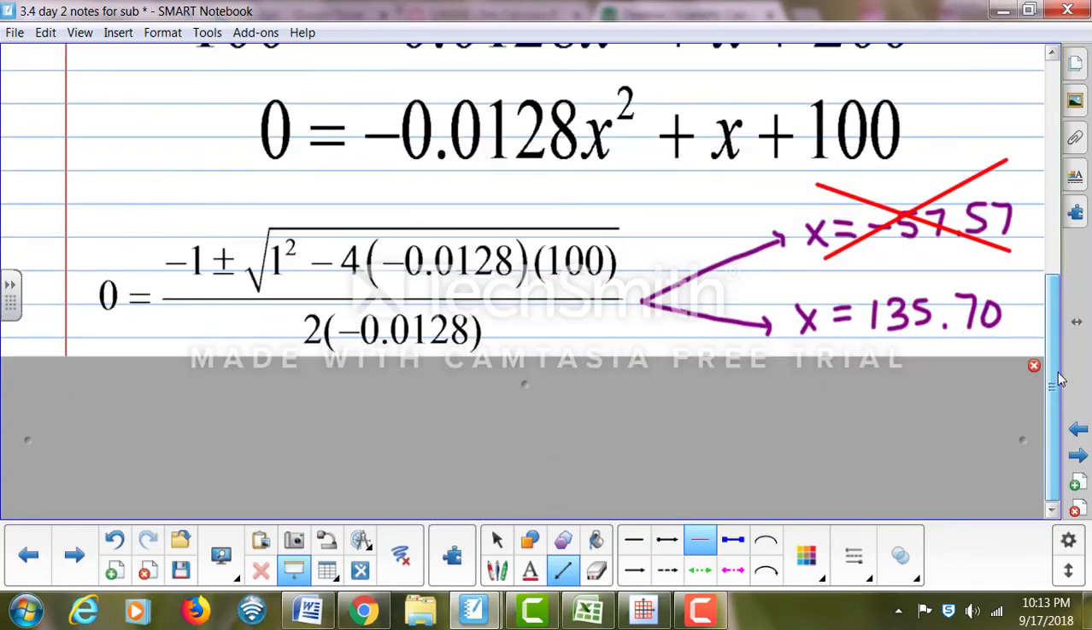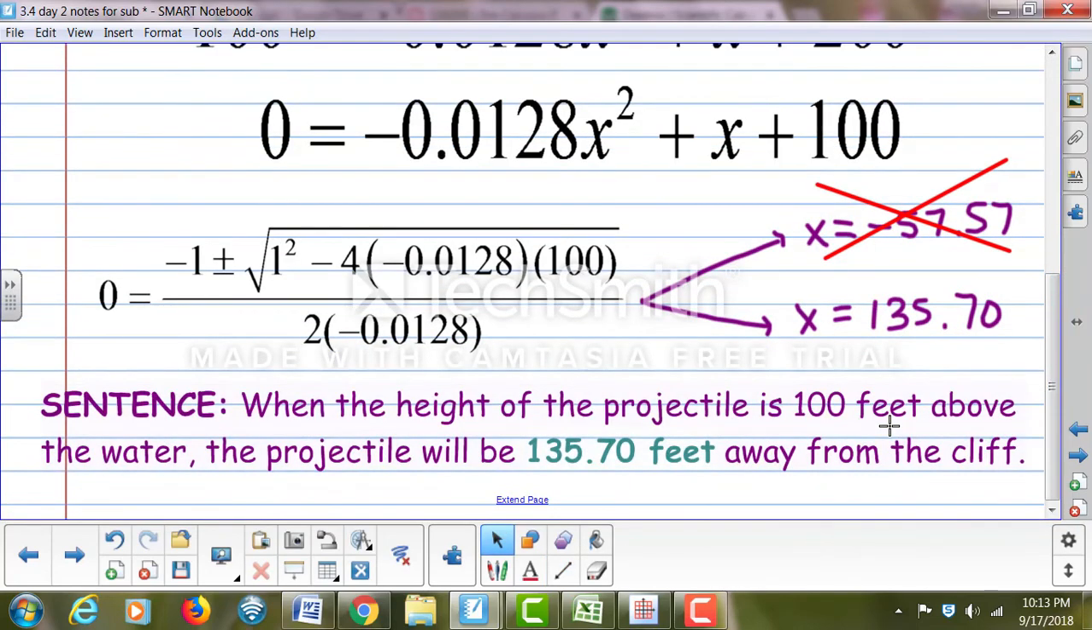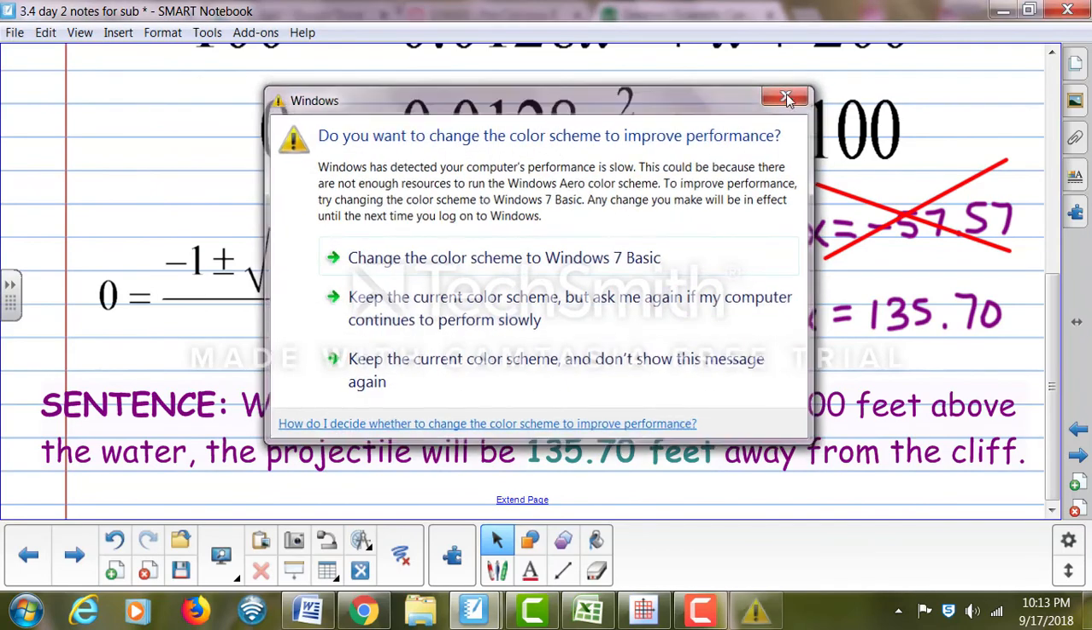And then to answer the question, when the height of the projectile is 100 feet above the water, the projectile will be 135.70 feet away from the cliff. That's an approximation. That's a rounding answer. So again, we use the quadratic formula.